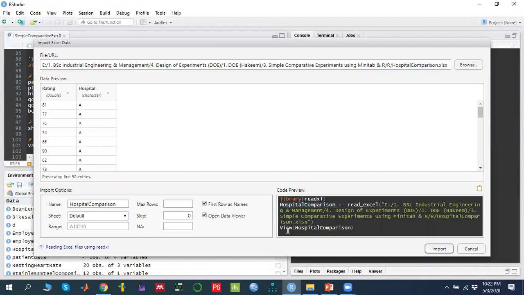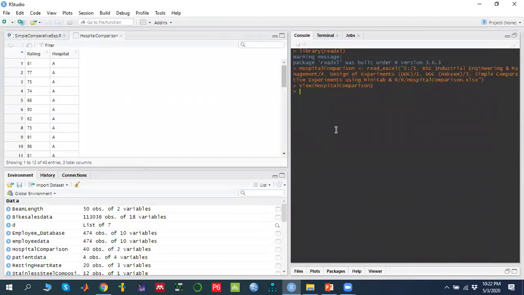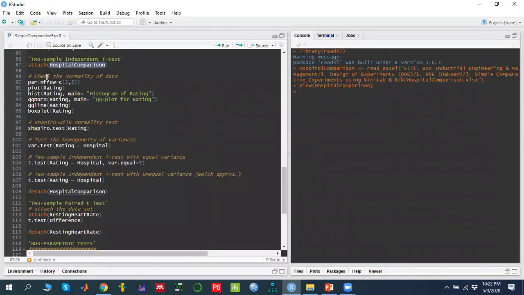As well as we are saying view this data set, so we want to view this data set as well. So if I click import, now we can view the data set that we have imported. The first thing we need to do, once we import that, is attach this data set, because we want to use this data set.